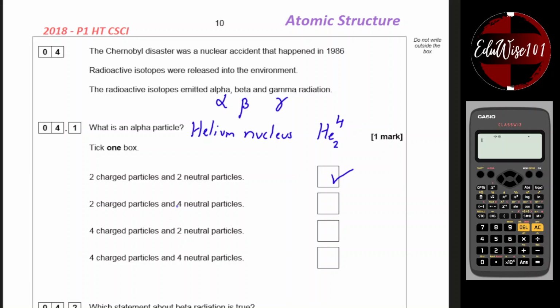2 charged particles and 4 neutrons, that would make the mass 6, which is incorrect. 4 charged particles, that would make the proton number 4. That will be the 4th element, which is incorrect. And the mass is also higher here. The mass is 8 and the mass is 6. So it's option number 1.